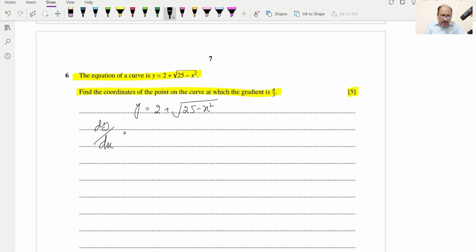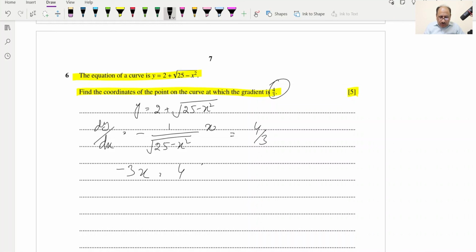the derivative of 2 will be 0, and the derivative of this will be minus 2 over the square root of 25 minus x squared, into x, and basically 1 by 2 and 2 is cancelled. So hopefully you understood how we have taken the derivative of this, and we know this is equal to 4 by 3. So we can equalize it to 4 by 3, and further we can cross multiply.